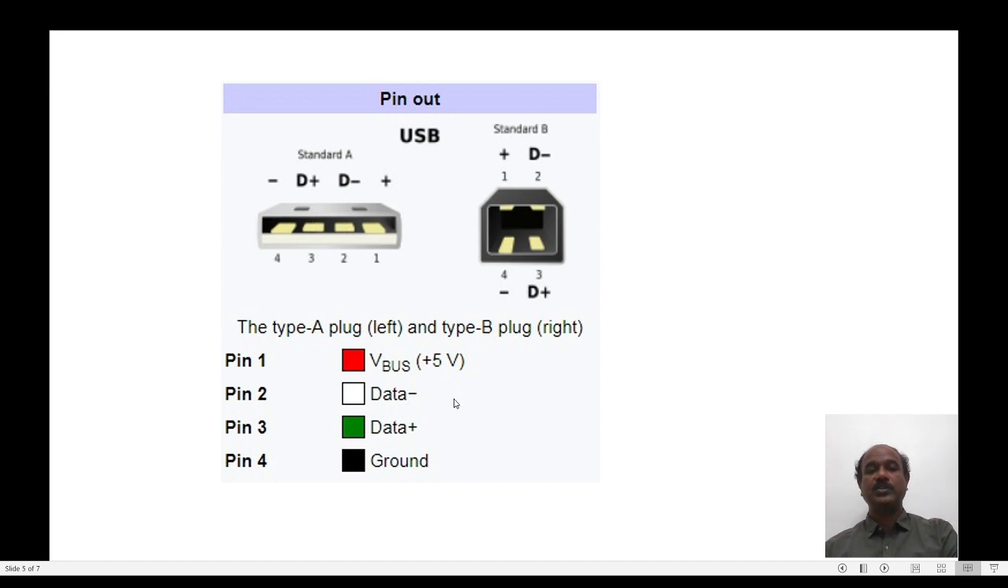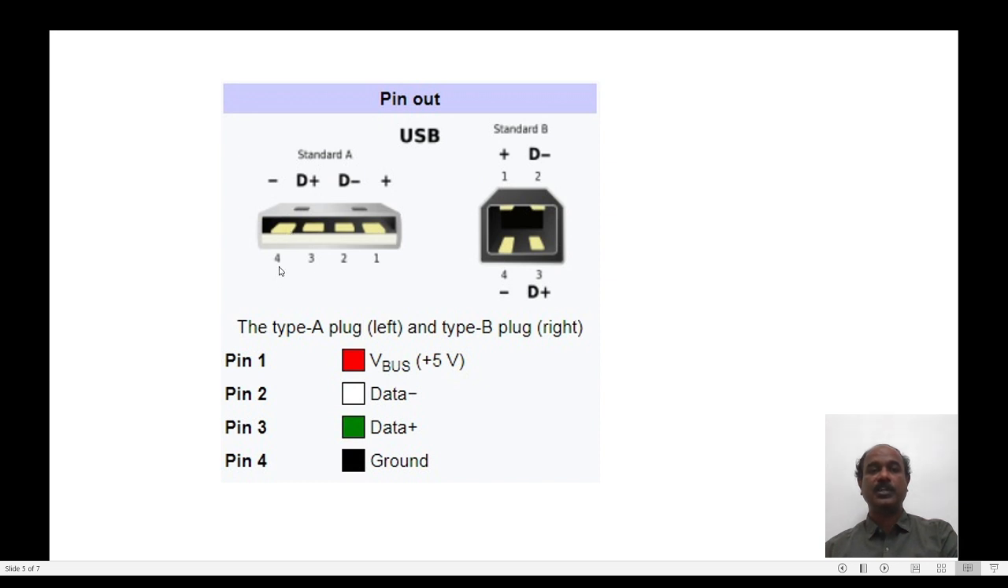So this helps to increase the immunity of the data transmission against noise. If any noise gets added, it will be added to both sides. So at the other end, the receiving end, the differential data remains the same. In order to increase the noise immunity of the transmitted signal, this differential data transfer has been used in USB cables. So pins number 2 and 3 indicate the differential data minus and data plus.